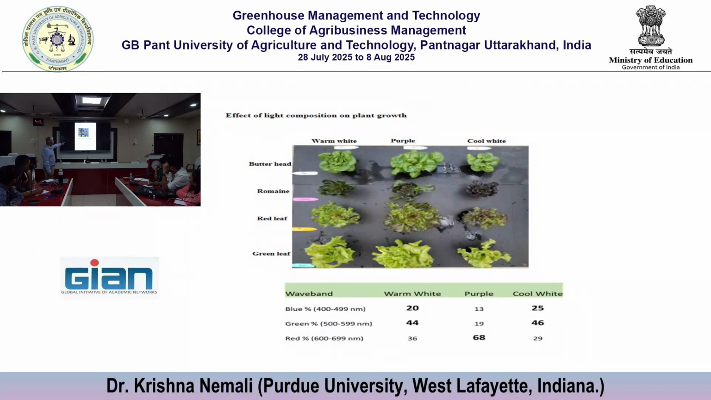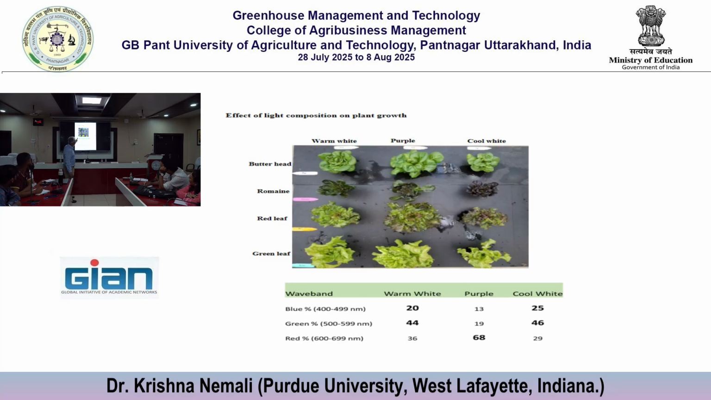But the other one, the purple one, the middle one, look at that, it's got almost 70% red light. So there are three different lights. We measure their composition and we grow the same varieties, and you see the picture now. I want several of you to interpret that picture. Now the first question is, do all plants look similar in that picture? No. Which light is the best light?